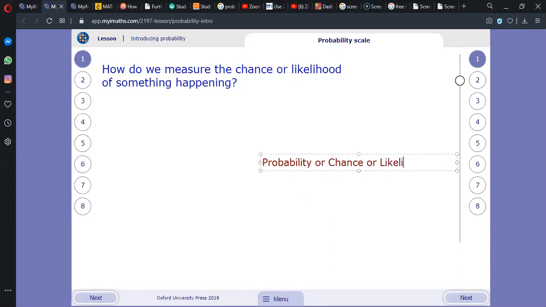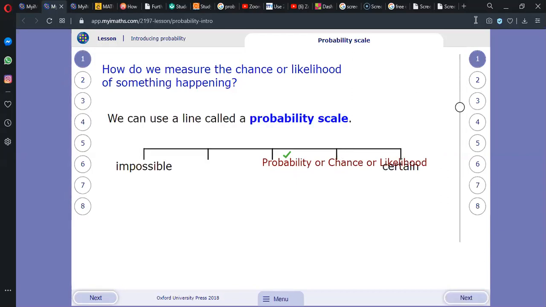But commonly in our topic, we will use more of the word probability, okay? And we'll use more of the word chance. Just a few times we might want to use the word likelihood, but take note that probability and the word chance will come up a lot of times in this topic.